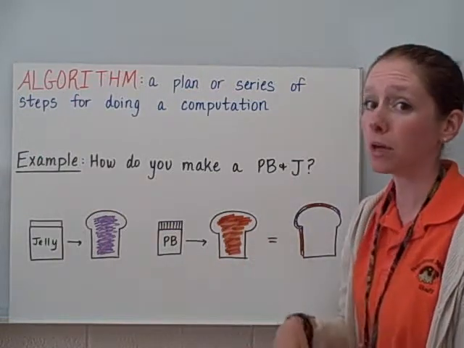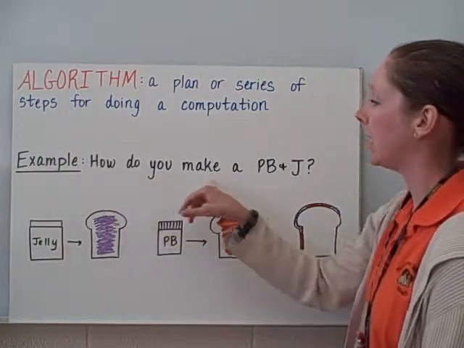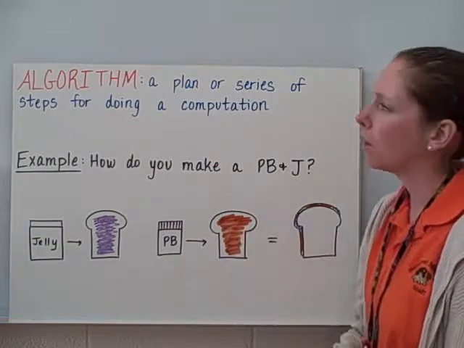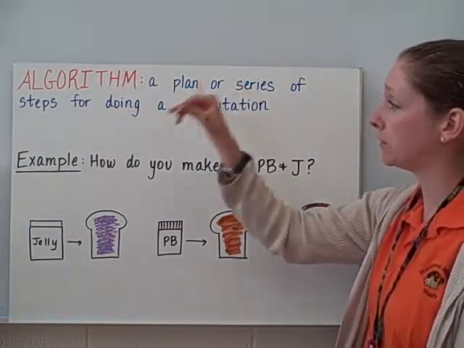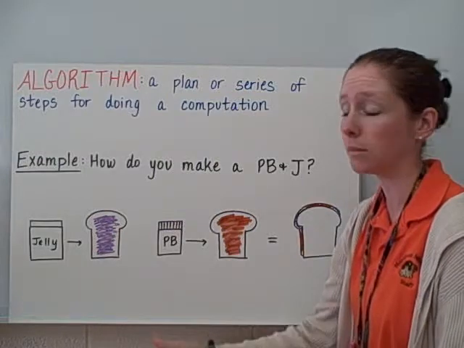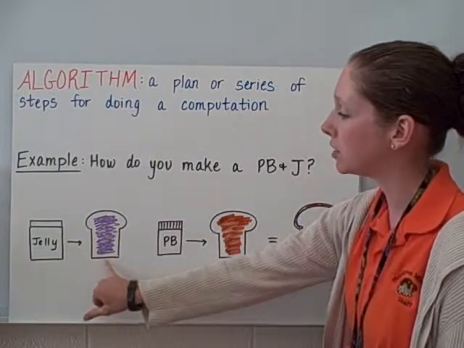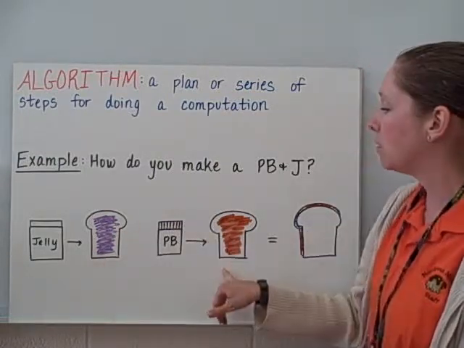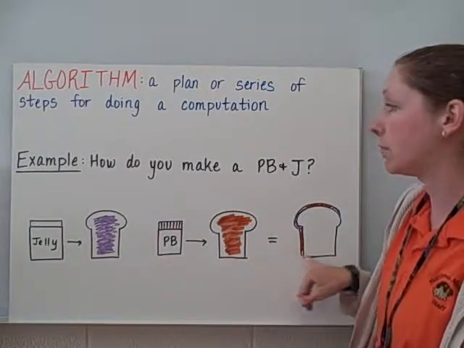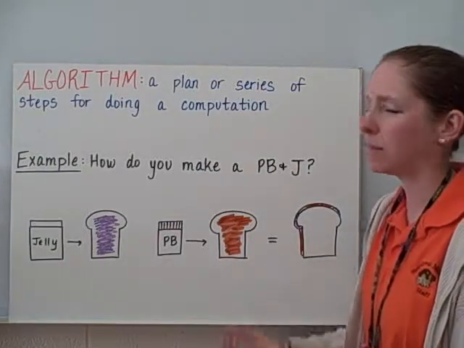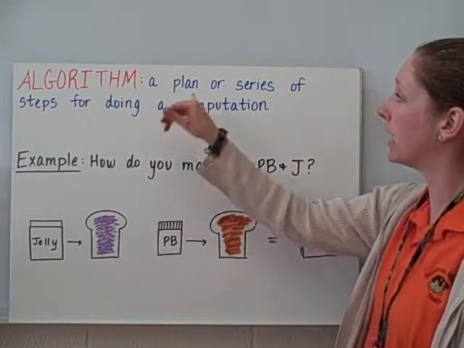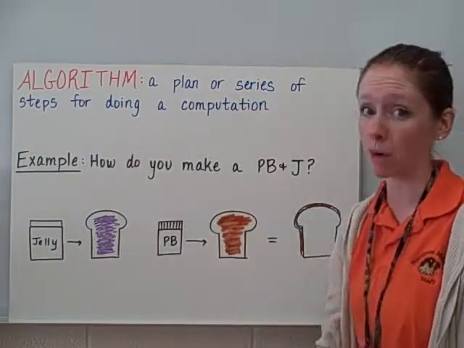Here's an example that you know a lot about though. How do you make a peanut butter and jelly sandwich? Well, think about the plan or series of steps that you have to go through to make a PB&J. You've got to put the jelly on the bread, peanut butter on the bread, and then put them together. So think about what that means for math. We're going to talk about a plan or series of steps for doing a math problem as well.